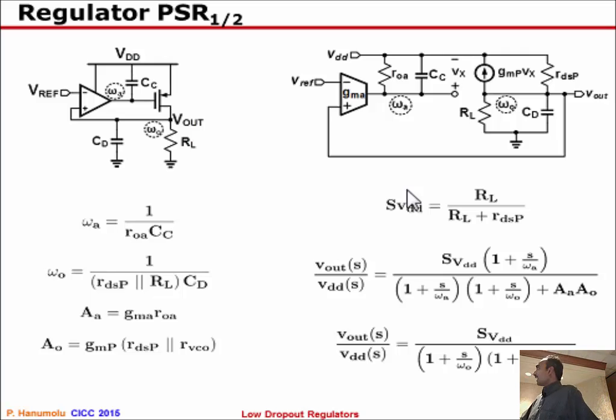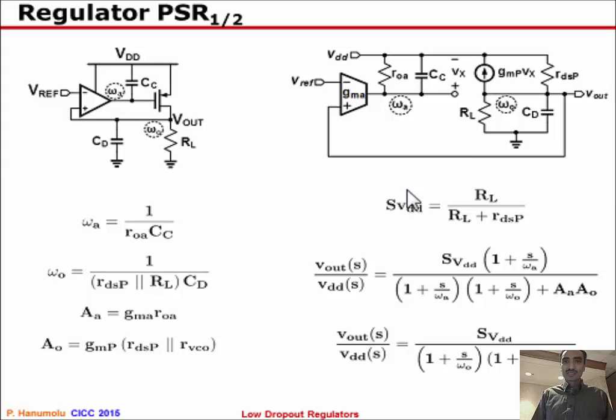Here, let me just define a couple of terms that I would like to use in the next slide. SVDD is defined as RL over RL plus RDSP. This is the case when the gate of the pass transistor is not moving at all. This could happen when there is no feedback and when VDD is tightly coupled to its gate. Then you just have a resistor divider between RDS of that pass transistor and RL, which is denoted as SVDD. And if you trust me that these calculations are done properly, this is the PSR transfer function.